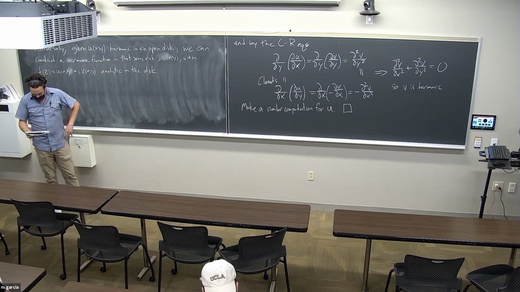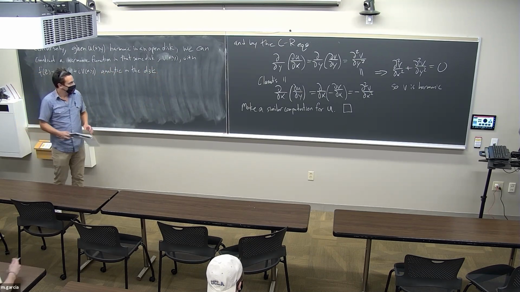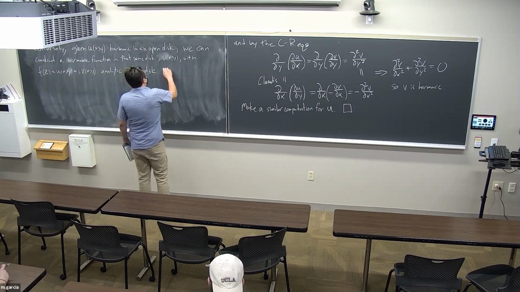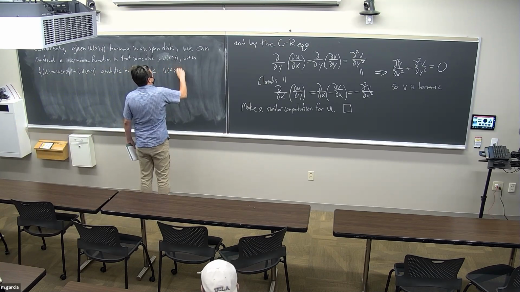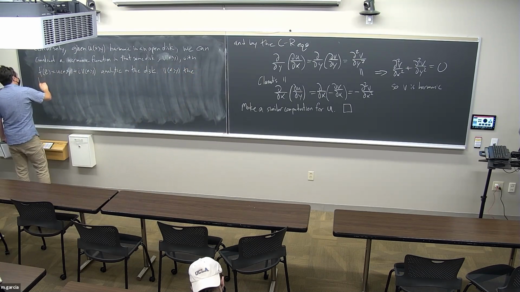Okay, let's do this in a particular case. Let me just add a piece of terminology here. We call v of x,y the harmonic conjugate.